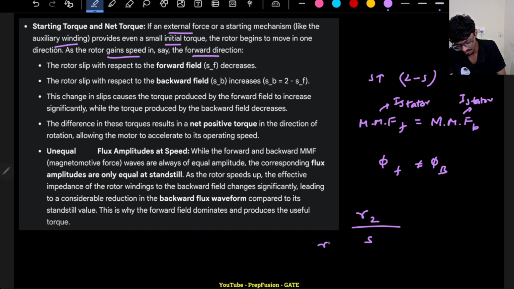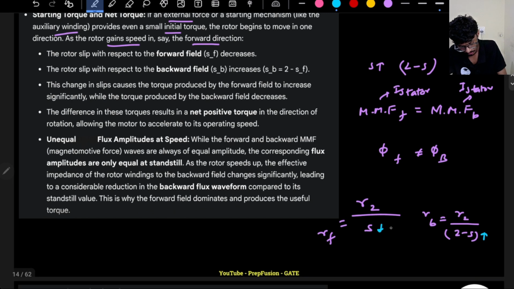So for the forward field, this is the resistance. For the backward field, what is the resistance? It is R2 upon 2 minus S. So of course, with the slip, this one will be much higher. This one will be much lower, right? So here this resistance RF is much higher. If this resistance RF is much higher, then the drop, right, EF will be much higher, and due to this the flux magnitude will also be much higher. But here the drop will be much lower because the resistance RB is lower.